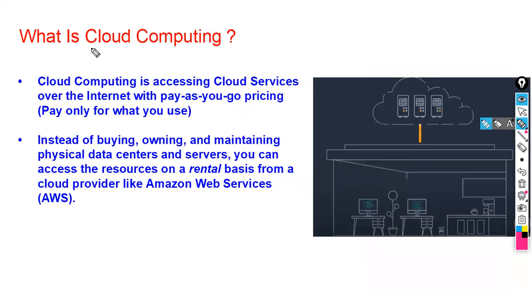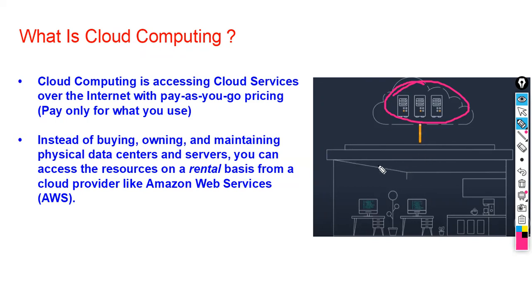Let us see the meaning of cloud computing. We have seen the meaning of cloud. Cloud is a collection of different data centers with different services like servers, storage, software, etc. What is the meaning of cloud computing? Cloud computing is accessing the cloud services over the internet with pay as you go pricing. So this is your data center, this is your cloud. And what we are doing here, we are accessing the cloud services via internet with pay as you go pricing.